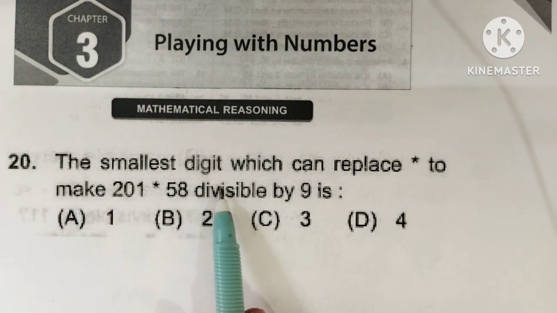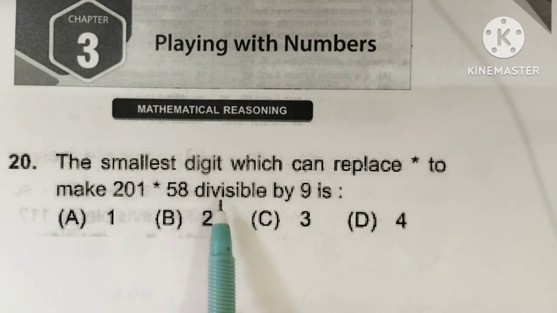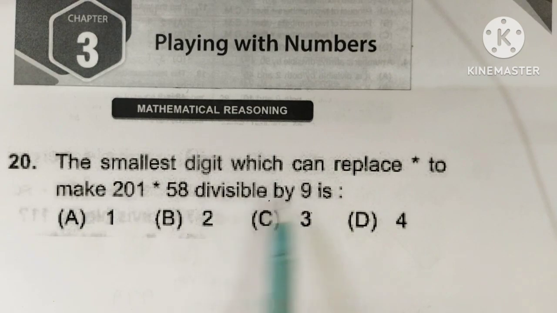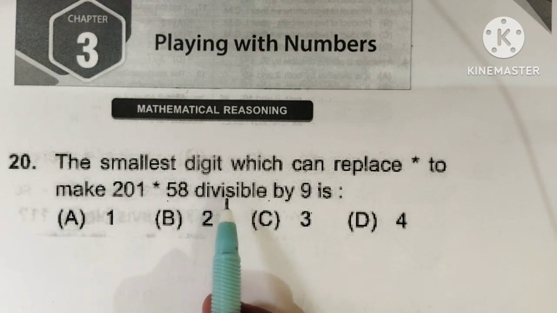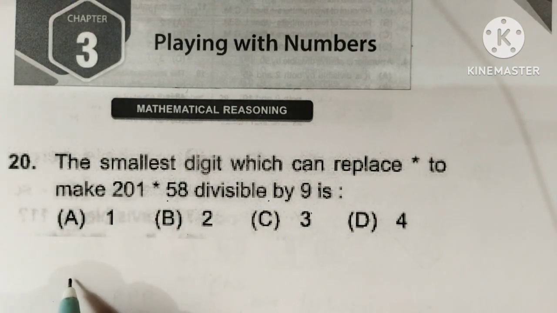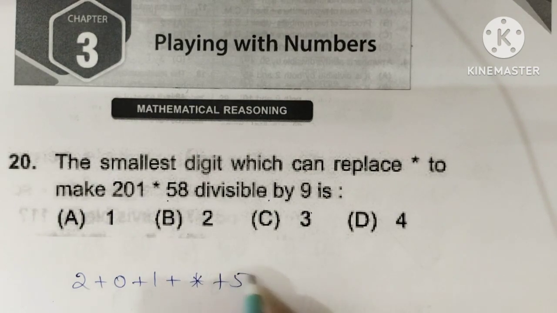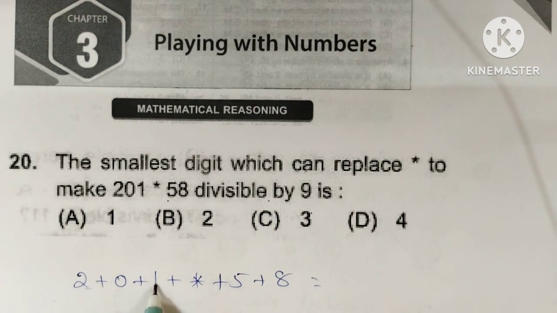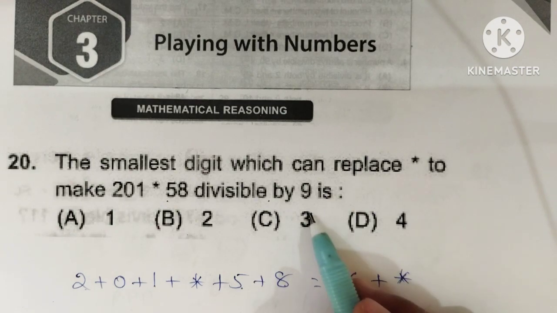20th question. The smallest digit which can replace the star to make 201*58 exactly divisible by 9. According to the divisibility rule of 9, if the sum of the digits is divisible by 9, the total number is divisible by 9. So the sum of the digits is 2 plus 0 plus 1 plus star plus 5 plus 8, which is 2 plus 1 is 3, 3 plus 5 is 8, 8 plus 8 is 16, 16 plus star. Instead of star, which number should we put to make it divisible by 9?